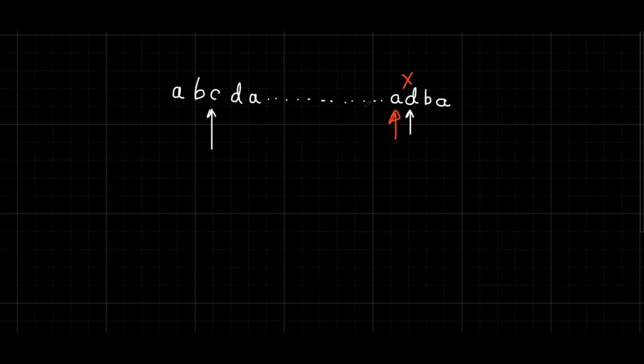Now, suppose we have two choices. Either I can remove this or I can remove this. Suppose I remove this C, then this portion of the string should be a palindrome. This is one case. Another is that suppose I am discarding this D.